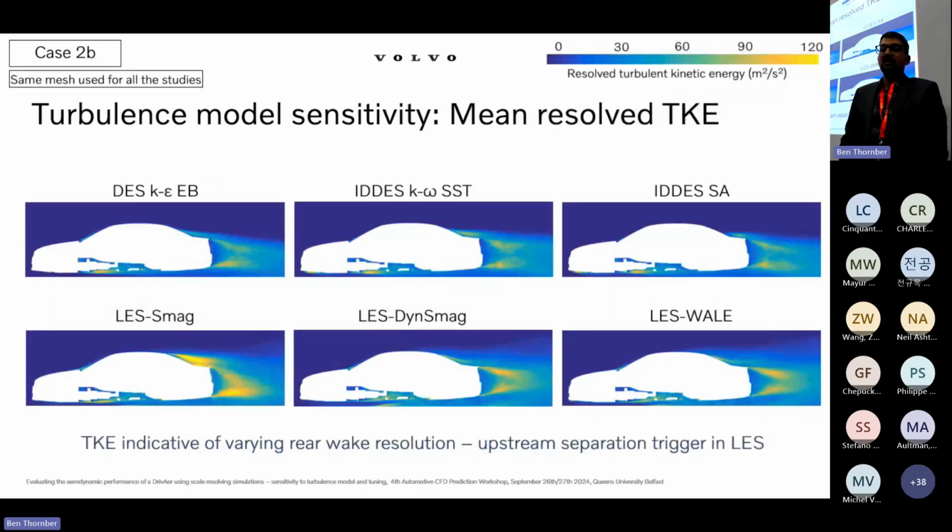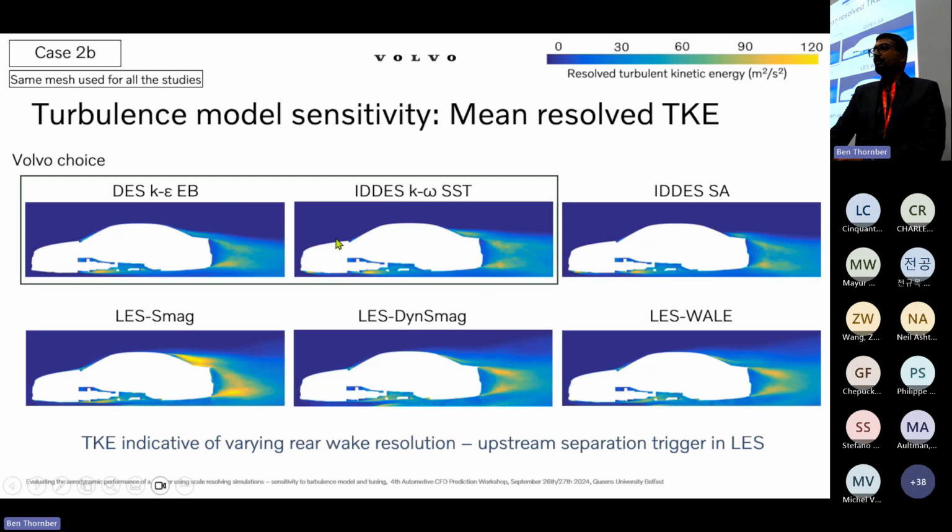If you also look at the mean resolved turbulent kinetic energy, this is mainly an indication of to what extent the domain is being solved using LES. You can see that these two methods are what Volvo uses more often internally, the DES and IDDES. All of the DES methods really do not solve any eddies in the upper half of the domain. So above the roof, you see that there's not much being created. Whereas in our LES simulations, we clearly see that we have quite a bit of separation being predicted above the roof.